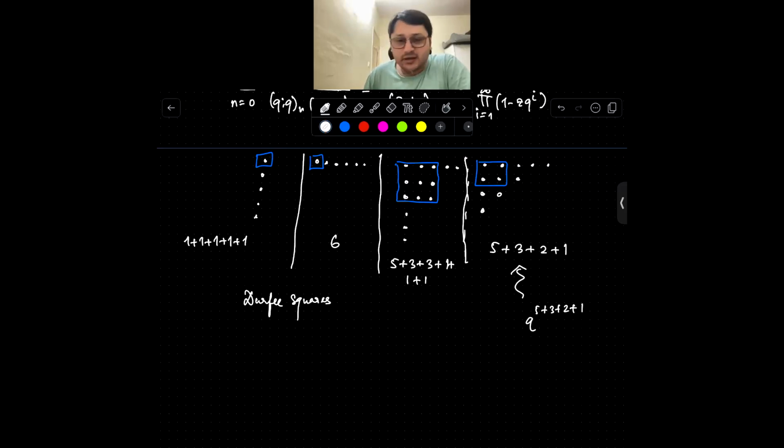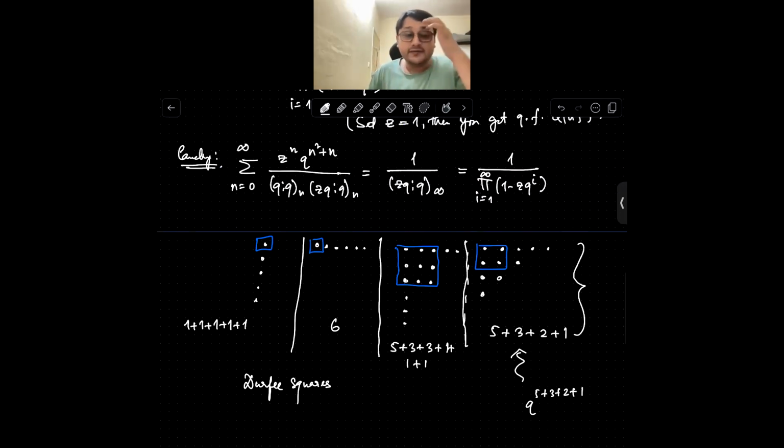And this particular q raised to the power 5 plus 3 plus 2 plus 1 term which is appearing is coming from this partition. So each dot is giving us one factor of q, okay? And the total number of dots is basically giving us the exponent of q, which is appearing in the generating function for partitions, right? So with that idea, let's try to see what the left-hand side of this sum identity, or sorry, of this Cauchy's identity is.